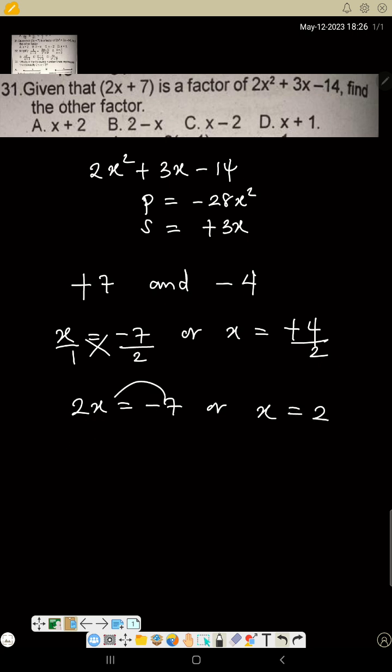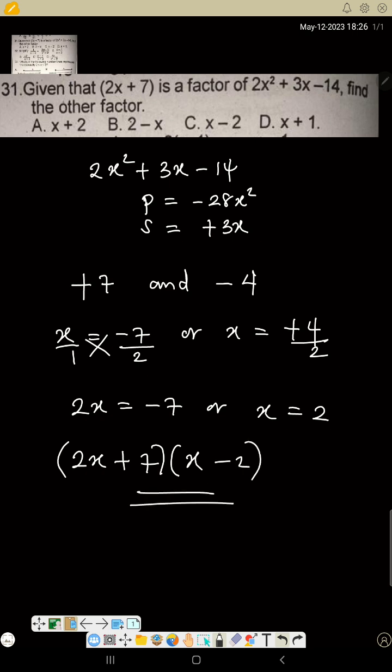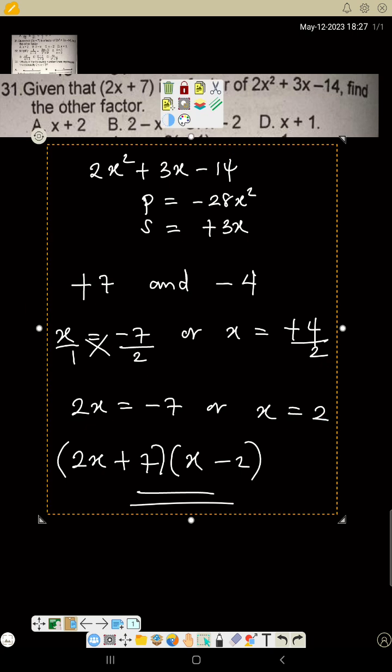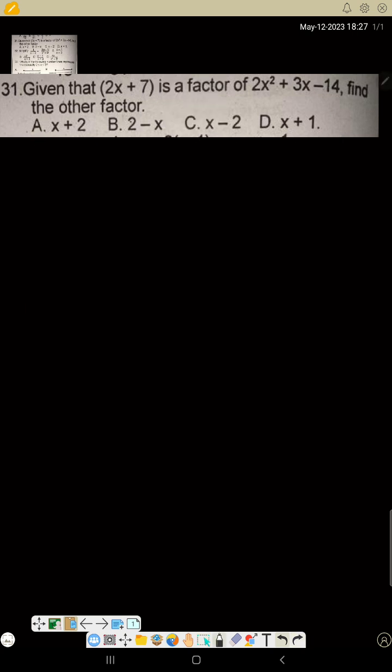So now bring this 7 in, so this will be 2s plus 7. Now bring this 2 also in, to this side, so that will be s minus 2. So now with this 2, we have the other factor also. If you don't do it this way, you can also use the long division method. So you still get it.